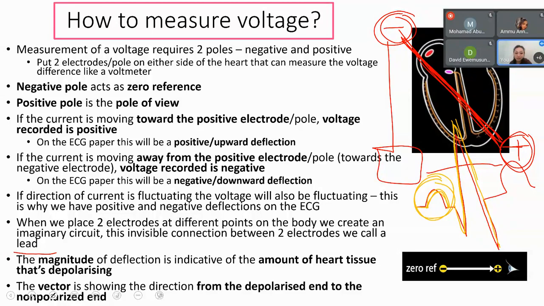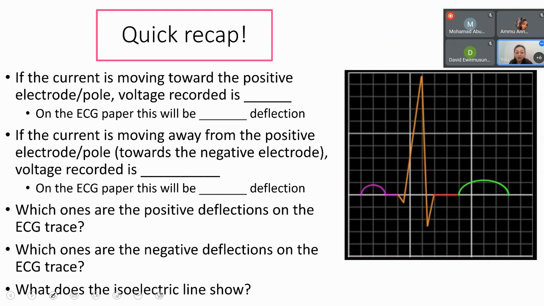And this is very important. This last statement, which you will need today: the vector is always showing the direction from the depolarized end to the non-depolarized end. Please try to get this in your brain. The vector is always going to show direction from the depolarized end to the non-depolarized end. This will make sense in a bit when I explain everything. That was a lot of information, so I'll check if you got it.